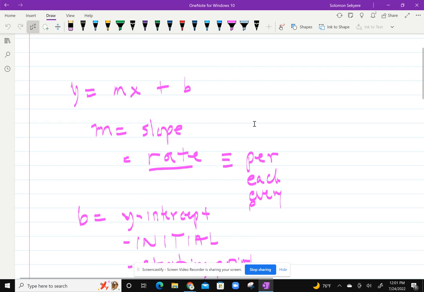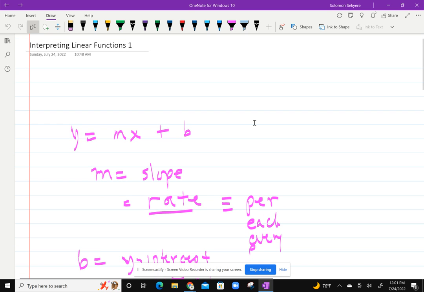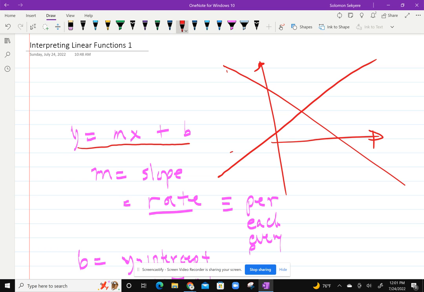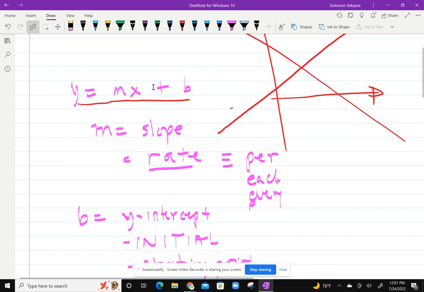So what are you used to? You're used to seeing y equals mx plus b, a straight line, right? If you have your axes like this, the straight line can go this way or that way. That's your equation, and m is commonly known as the slope. But I want you to think of it also as the rate. When do we know that we are talking about the rate? Some vocabulary here: per, each, every.